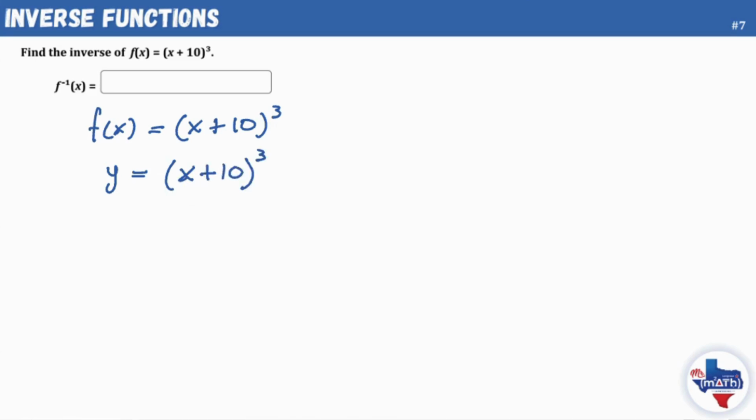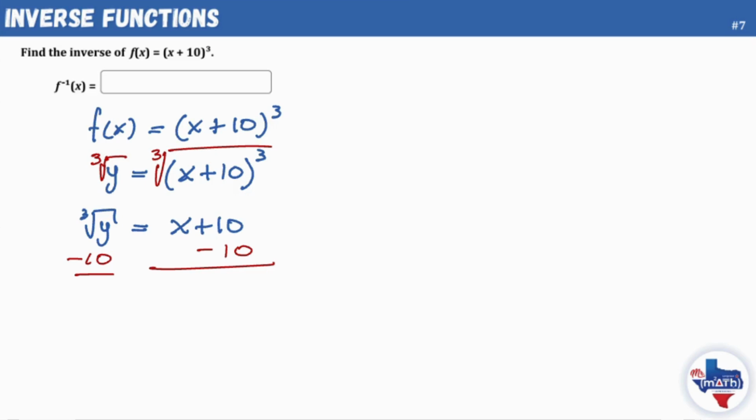Our goal is to isolate x, or solve for x. We're going to take the cubic root on both sides. Okay. And that will be the cubic root of y equals x plus 10. Then I will subtract 10 on both sides of the equation, and this one will cancel out. All right, so we have the cubic root of y minus 10 equals x.